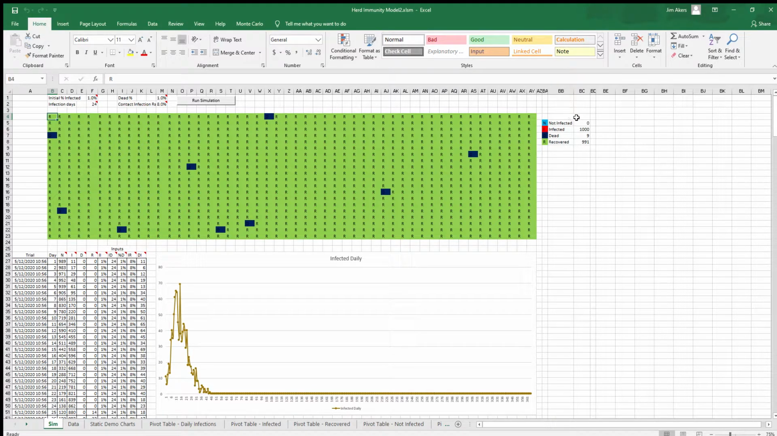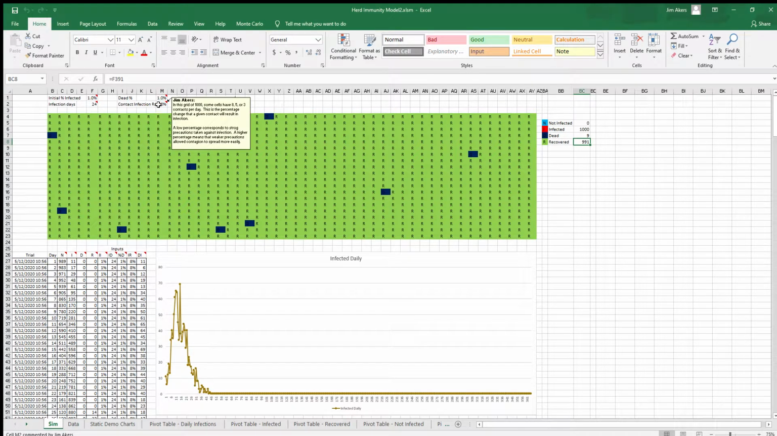Over here, this is a summary for the particular run that it will have just completed. So the current run, we had 1,000 people out of 1,000 infected, 9 died, and 991 recovered. Down here we have a data table day by day. It goes down for 365 days. To the right, we have a chart showing the daily infection rate. So this particular curve was pretty spiky, pretty sharp.